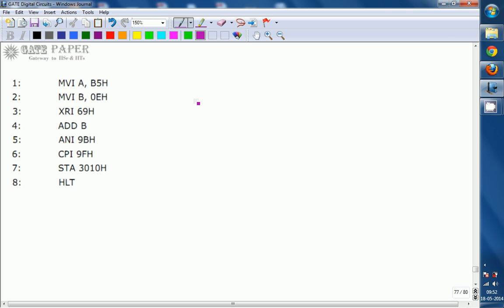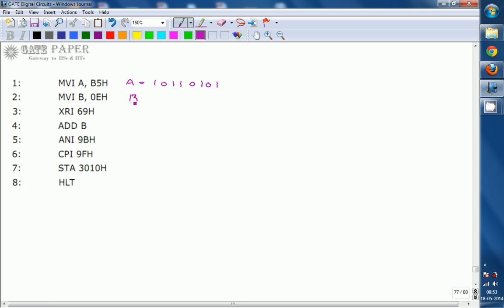MVI A, B5. Move immediate A comma B5 means move immediately the data present in the instruction into the accumulator. So the data given in the instruction will be loaded directly into the accumulator. So A will be B5. B5 is nothing but B is 1011 and 5 is 0101.